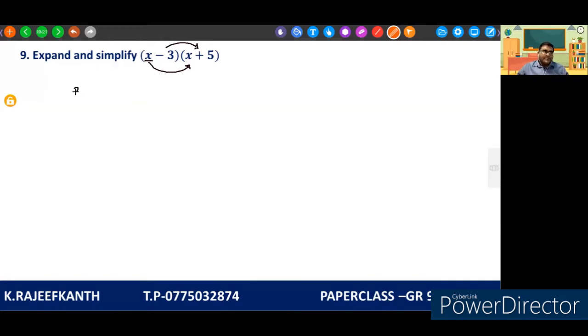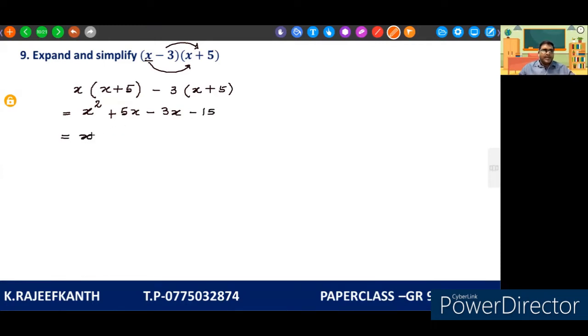That means first you have to multiply x plus 5 by x. Then you have to multiply x plus 5 by minus 3. Right? Then x into (x plus 5), minus 3 into (x plus 5). So x into x is x squared. Plus 5 into x is 5x. Minus 3 into x is minus 3x. Minus into plus is minus, 3 into 5, 15.